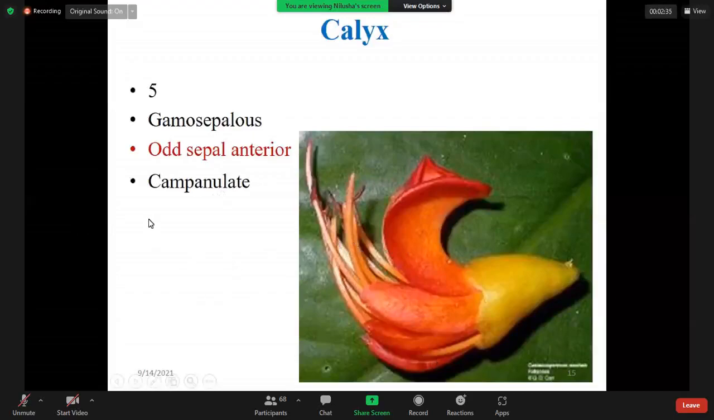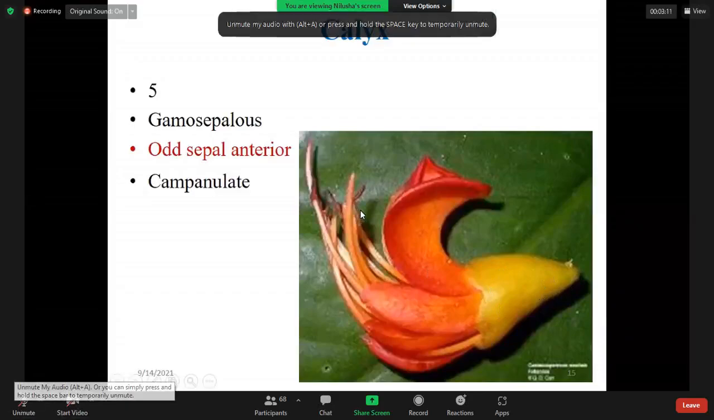And it has the odd sepal anterior. The next character is campanulate. Campanulate means the calyx and corolla of some flowers that are characterized by a broad tube-like shape, or bell shape. In this picture, you can see this calyx part is like a bell shape, so we call it campanulate. Is it understood? Yes, ma'am.